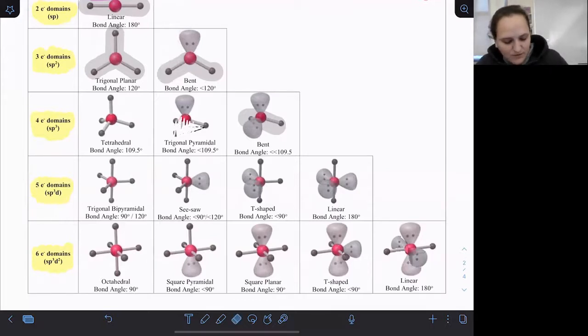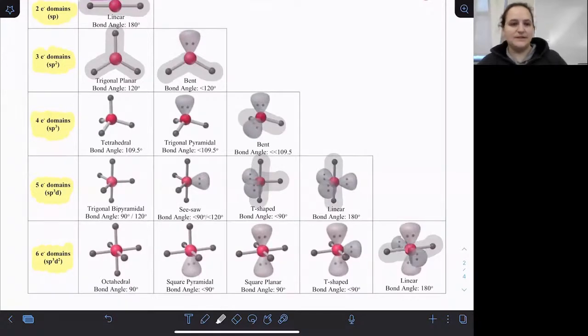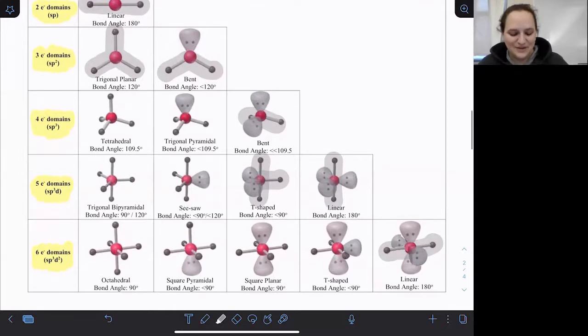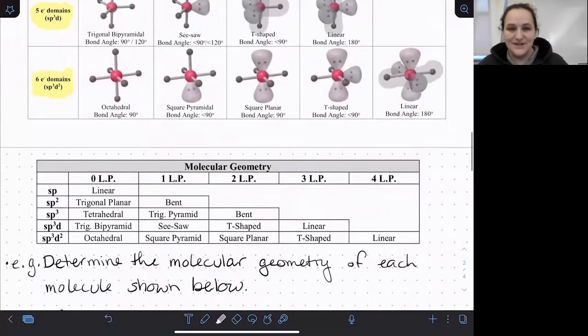So you can kind of go through these more on your own to think about how these relate. Some of them, again, are pretty obvious. T-shaped literally makes a T. We've got a couple other versions of linear in different places. So basically we're just looking to be able to match up the hybridization and the structure of the molecule with one of these different geometries.